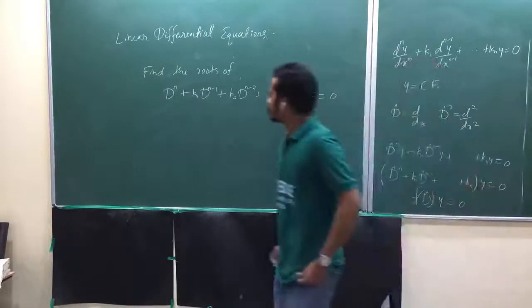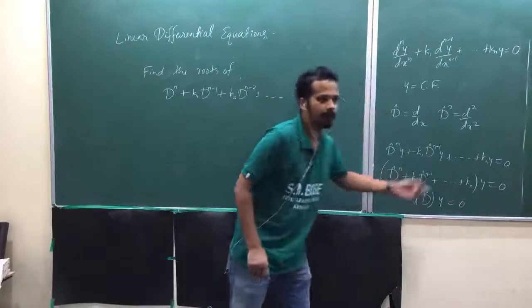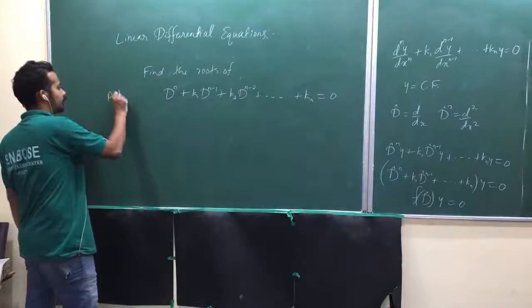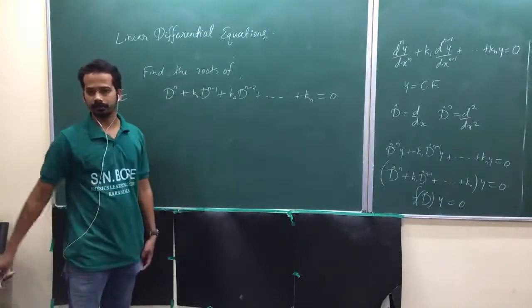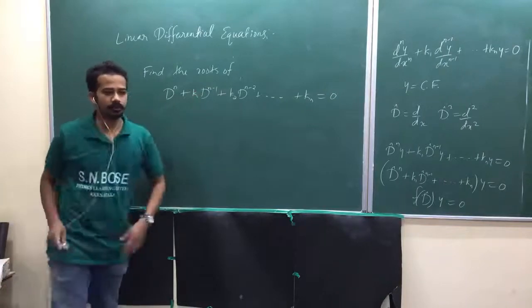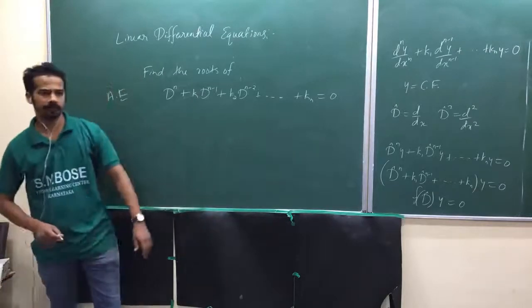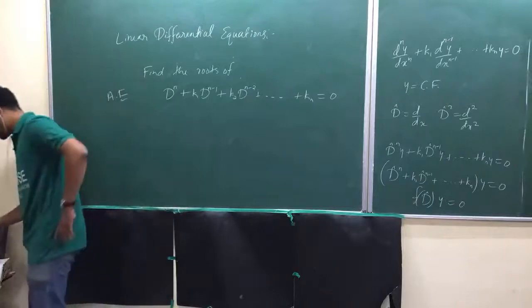Now we call this one the auxiliary equation. Up to this point I was treating D as an operator. Now when I write this, we call it the auxiliary equation. I will treat D as one variable in the polynomial, and I am going to find the roots of this equation. When I find the roots, different situations may happen, am I right?